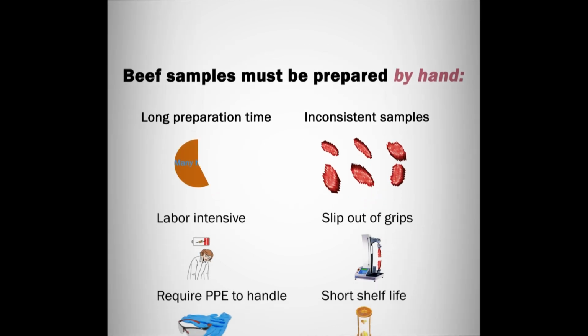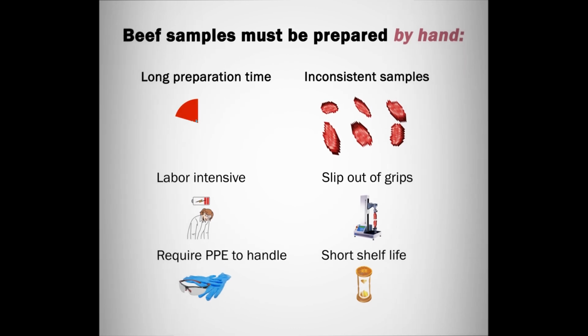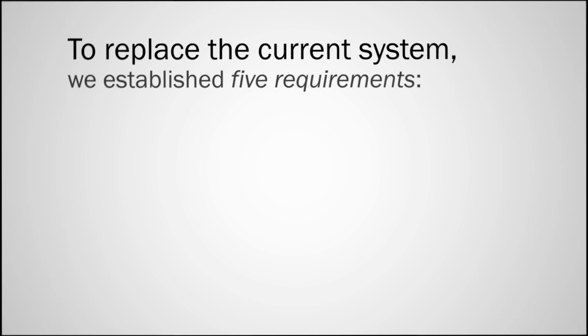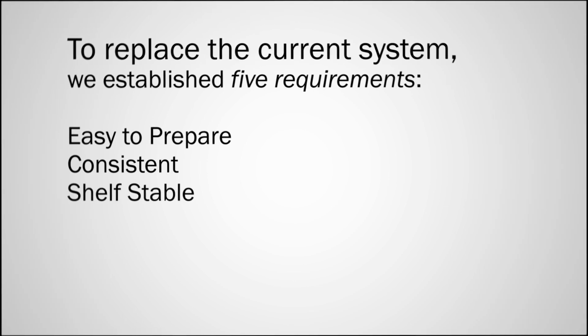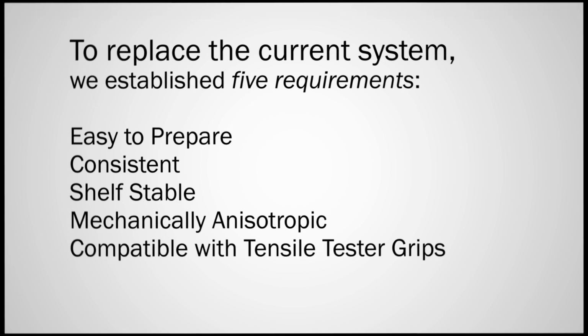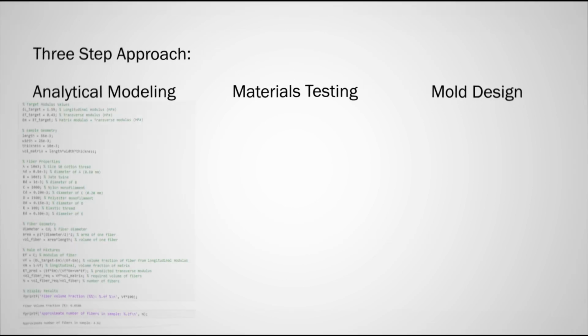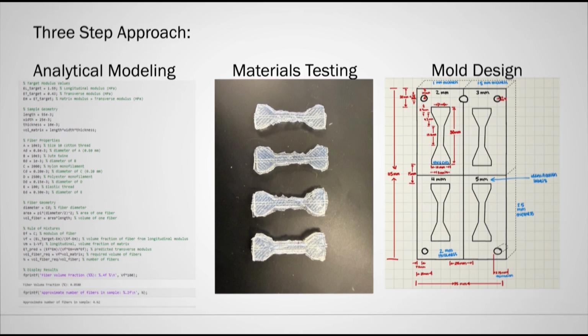In addition to being labor-intensive, the beef samples slip out of the tensile tester, require PPE to handle, and have a short shelf life. To replace the current system, the new phantom needed to be easy to prepare, consistent, shelf-stable, and mechanically anisotropic, while remaining compatible with the Lloyd tensile testing machine. Our team addressed these requirements through a three-step process: analytical modeling, materials testing, and mold design.